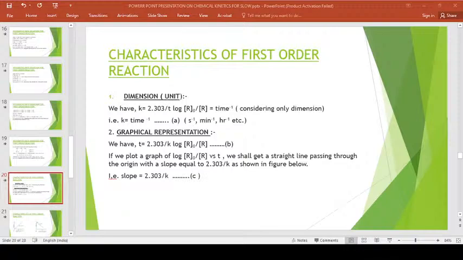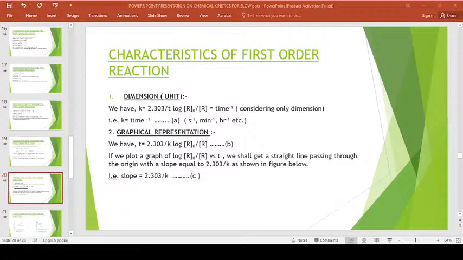Say, for example, if the concentration of the reactant is 50 gram, what is half of 50 gram? Half of 50 gram is 25 gram. So in order to reduce 50 gram of the reactant to its half, that is 25 gram, some time will be taken, and that time taken will be the half-life period.